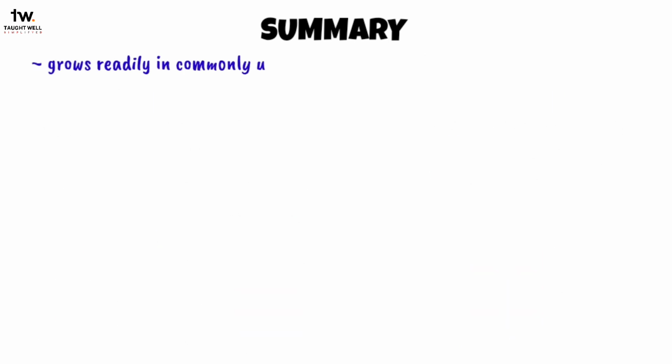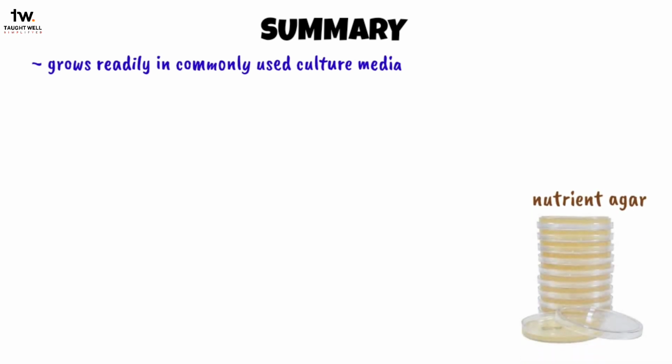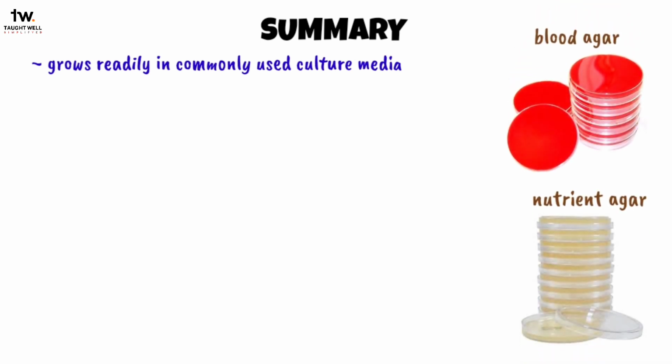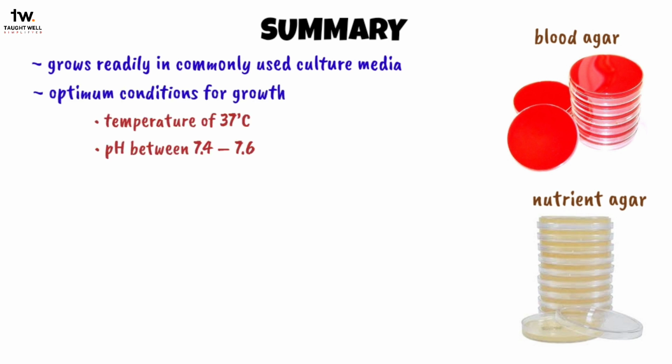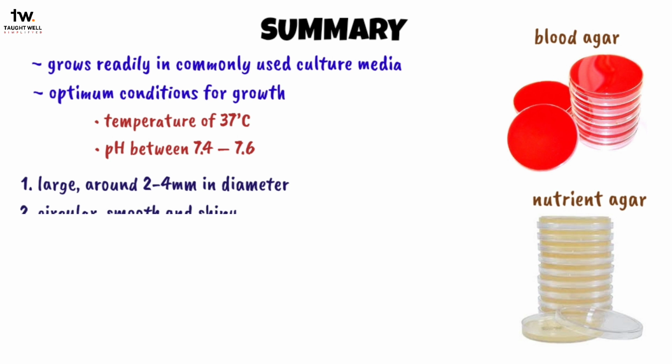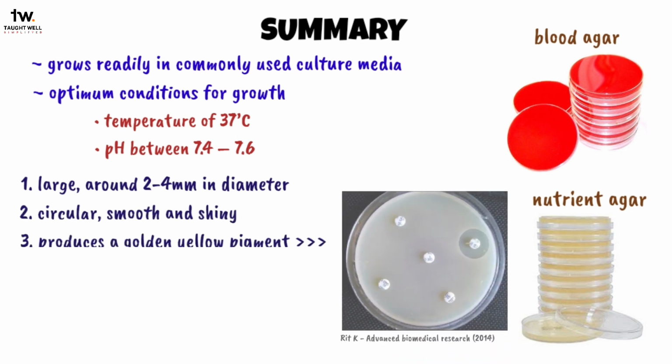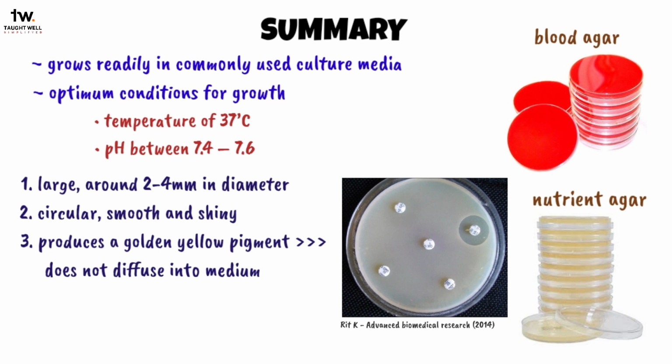Staphylococcus aureus grows readily in commonly used culture media like nutrient agar and blood agar. The optimum conditions for growth are a temperature of 37 degrees Celsius and pH between 7.4 to 7.6. On nutrient agar, the colonies formed are large, around 2 to 4 mm in diameter. They are circular, smooth and shiny. Staphylococcus aureus characteristically produces a golden yellow pigment which does not diffuse into the medium. Also, on nutrient agar, the growth of Staphylococcus aureus presents with a characteristic oil paint appearance.